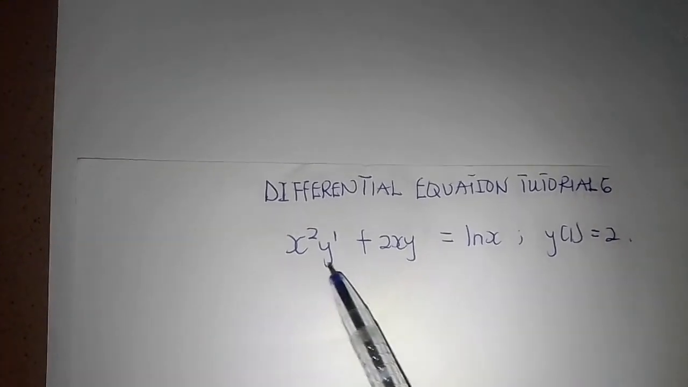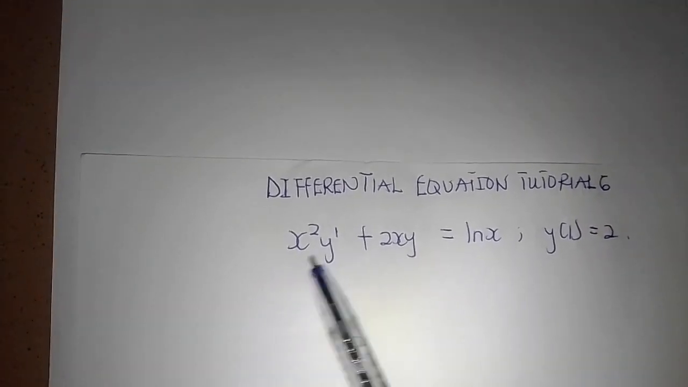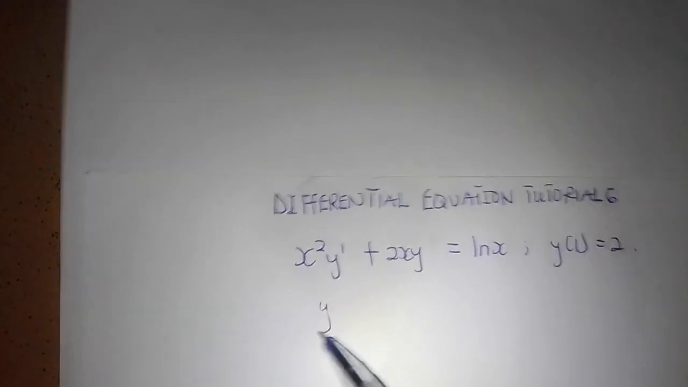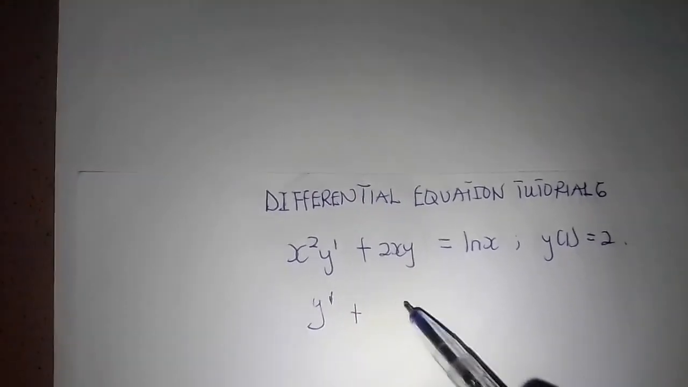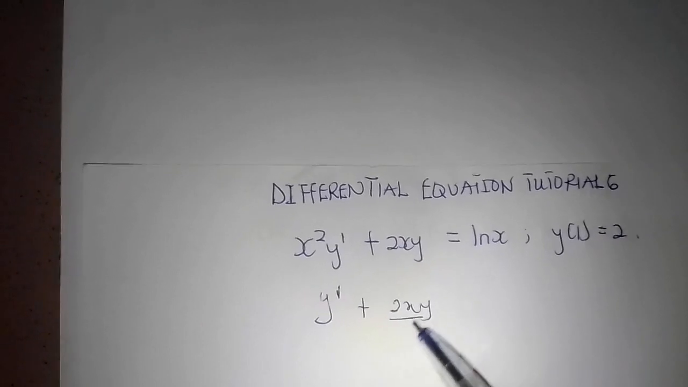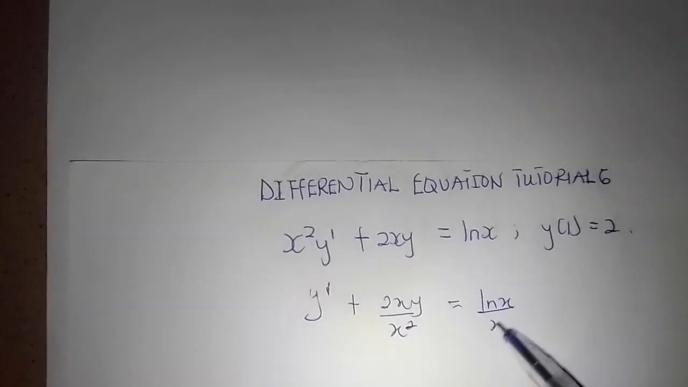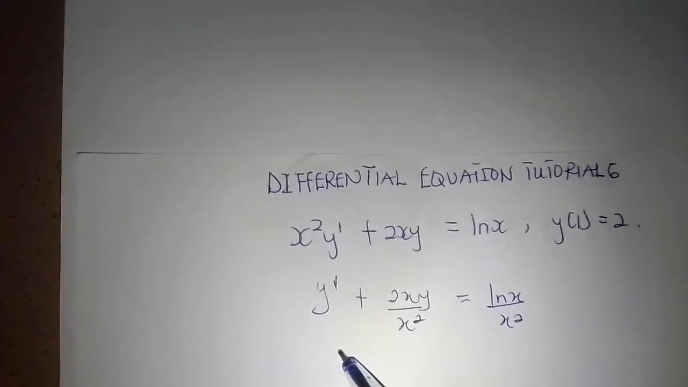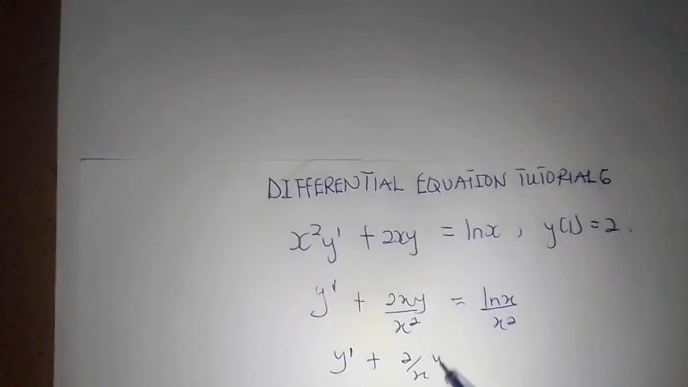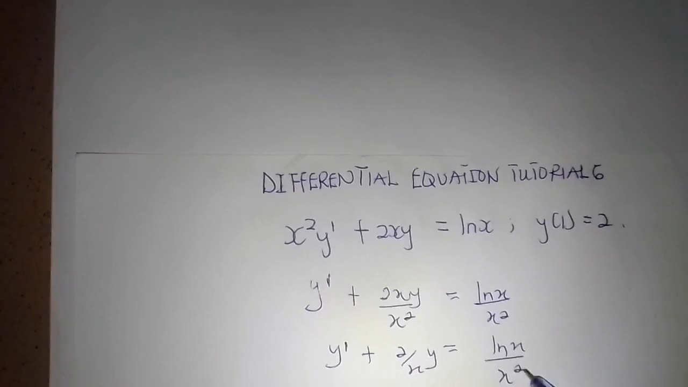So to do this, you have to make sure that the coefficient of the y prime, or the derivative, is 1. So we are going to divide through by the coefficient x squared here. So we are going to have y prime plus, when you divide through, 2xy over x squared is equal to ln of x all over x squared. At this point, we have y prime plus 2 over x y is equal to ln of x over x squared.